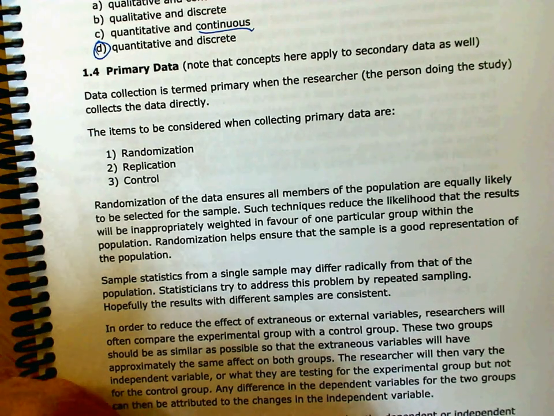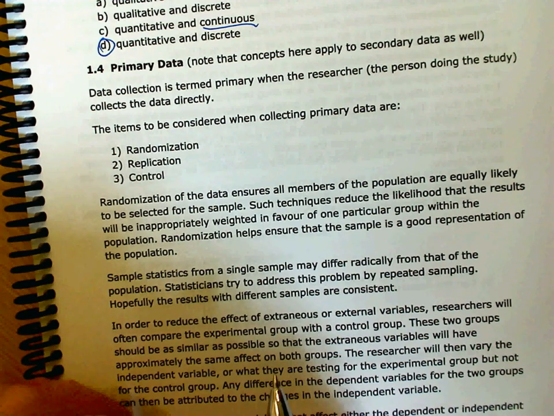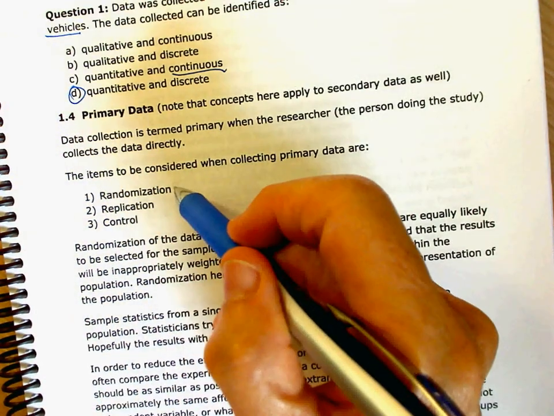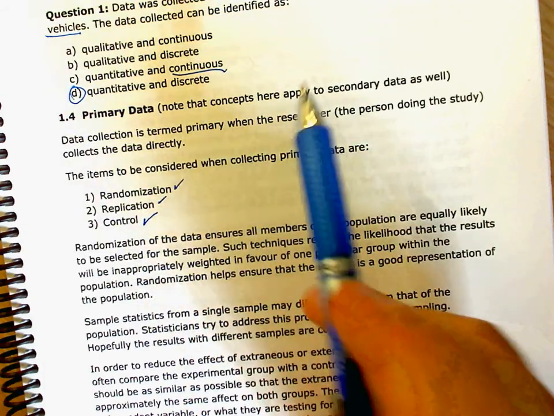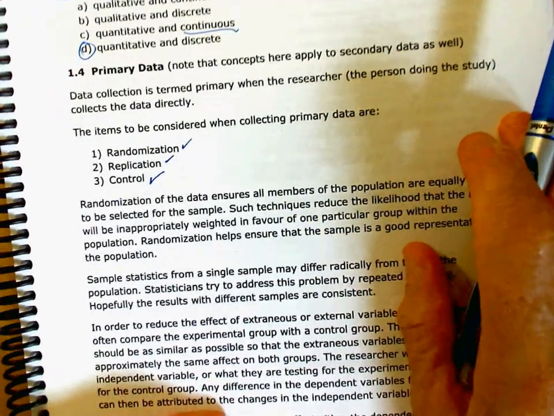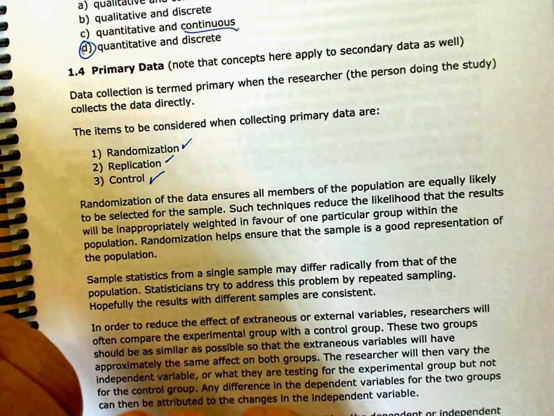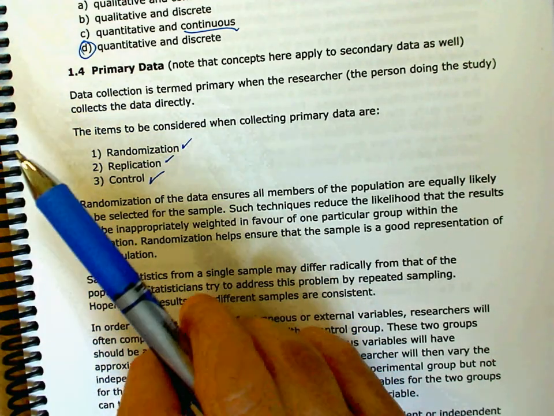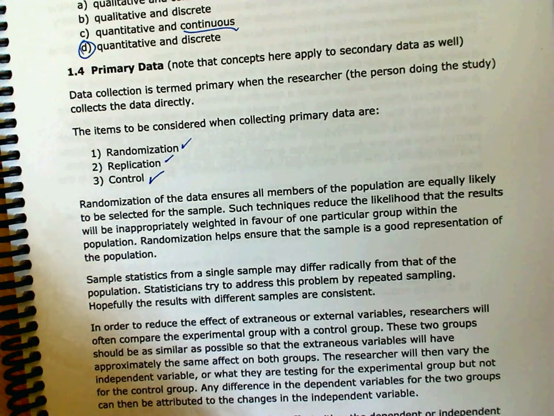Okay, primary data. Some of these concepts such as randomization, replication, and control apply to both primary and secondary data. So remember, primary data is when you collect the data yourself. You're finding your data either by questionnaires or you're doing your experiment. But some of these terms also apply to secondary data as well.